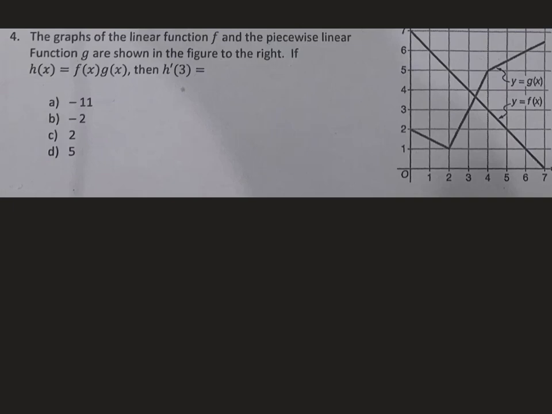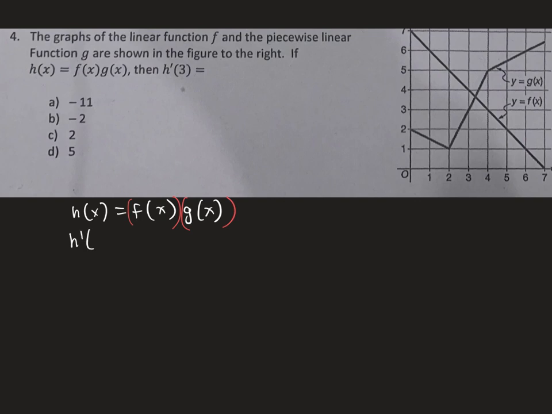Alrighty, let's take a look at this question. So we're asked to find essentially the derivative of h at x equals 3. We're starting with h is basically equivalent to f times g of x. So we're going to first do the derivative, and of course it will be product rule because we have something with x times something with x.